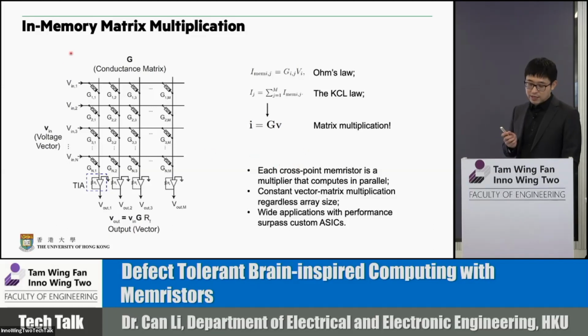Therefore, each cross point performs the computation of one multiplier, which, if you implement it with digital logic, will consume a lot of energy and area. But with this kind of device, what you need is only a 2 nanometer by 2 nanometer cross junction. And what's more is that all those multipliers are performed in parallel, and the multiplication result can be calculated in one step, regardless of how large the matrix is. So that's why they find wide application that supports custom ASICs.